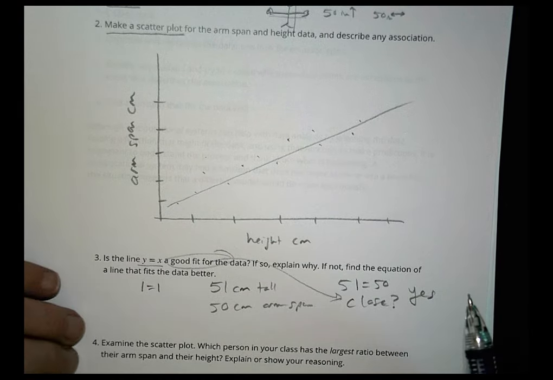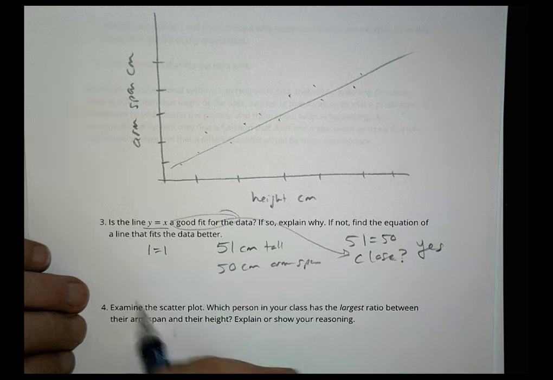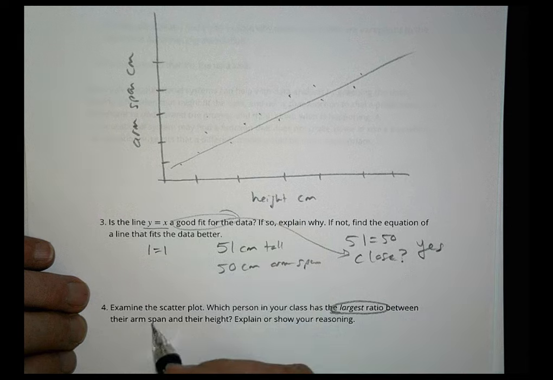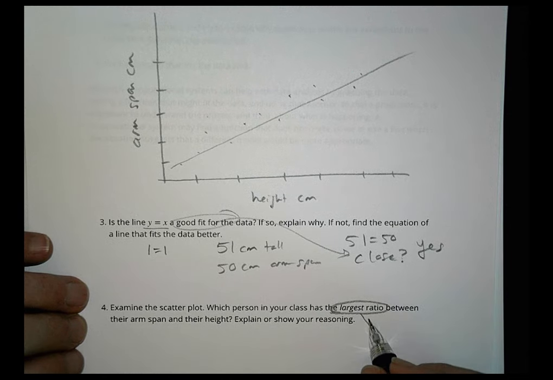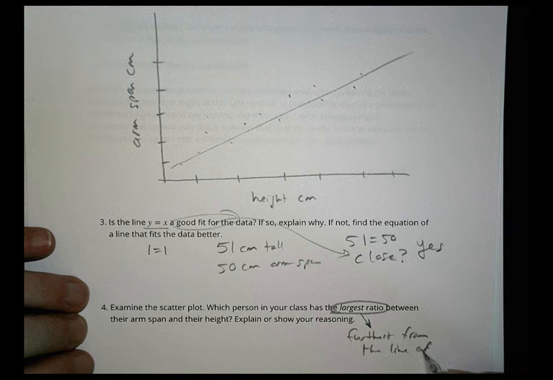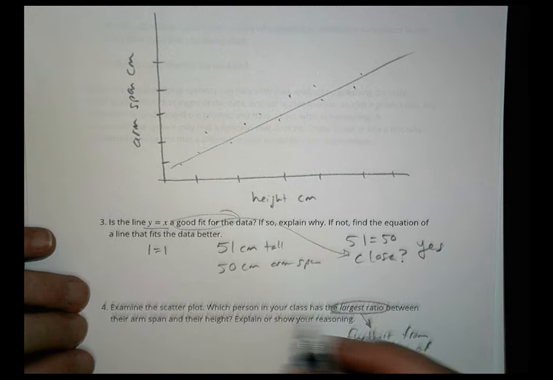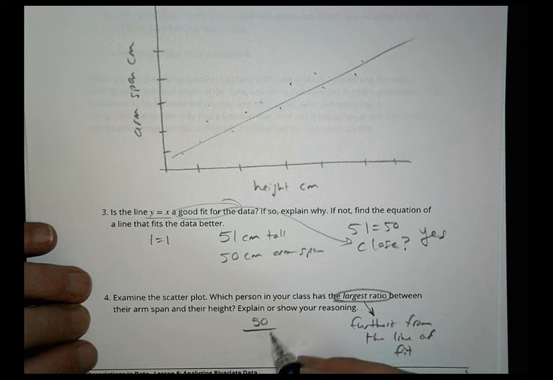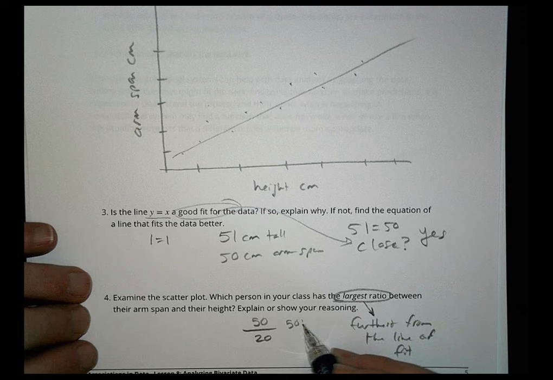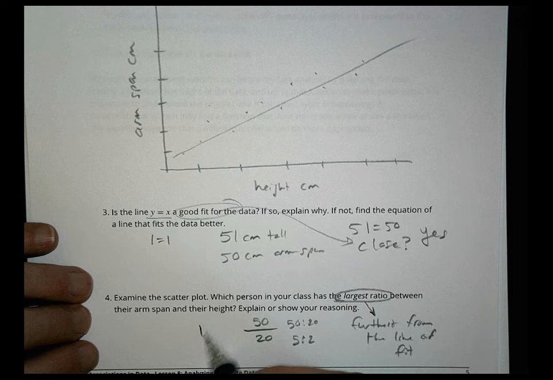Probably. And the next question says, examine the scatter plot. Which person in your class has the largest ratio between their arm span and their height? Largest ratio, what does that mean? That means that they are the furthest from the line of fit, right? Because let's say I had a height of 50 and an arm span of 20. Well, that ratio, 50 to 20, is just not what I was looking for, right? That's a 5-to-2 ratio. Whereas before over here, I was a 1-to-1 ratio. This ratio and this ratio are not the same.